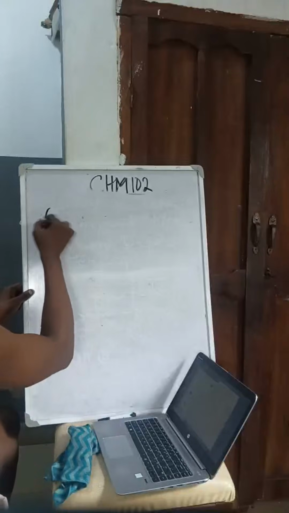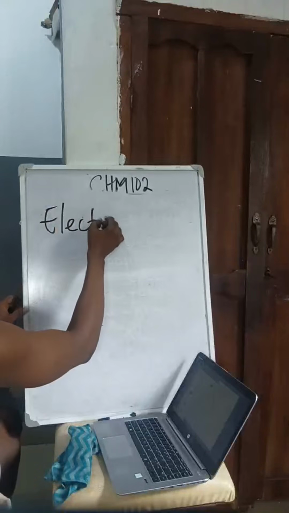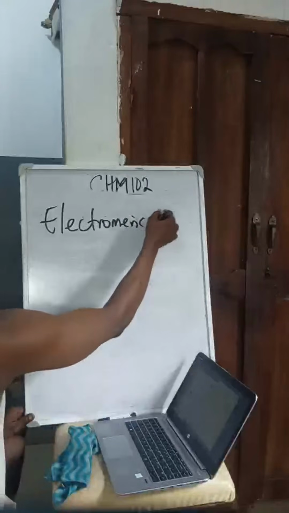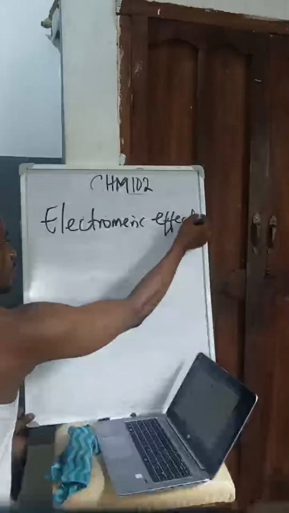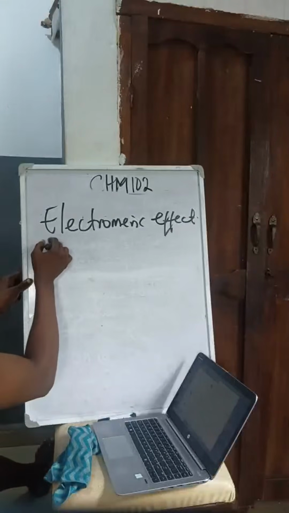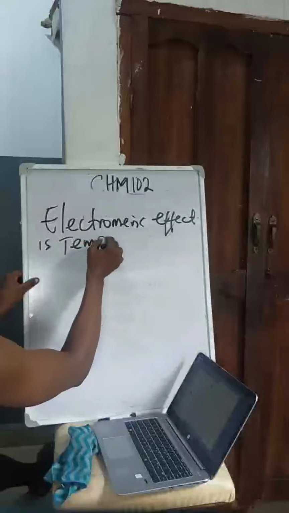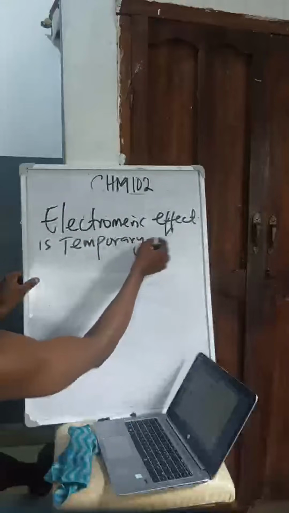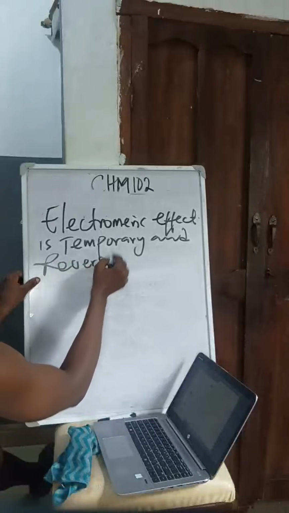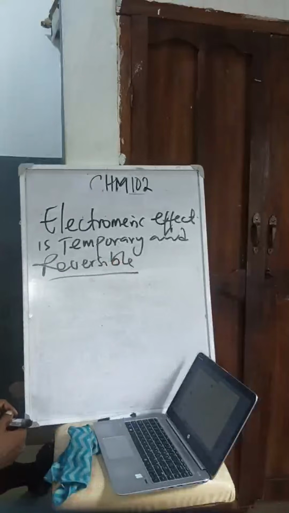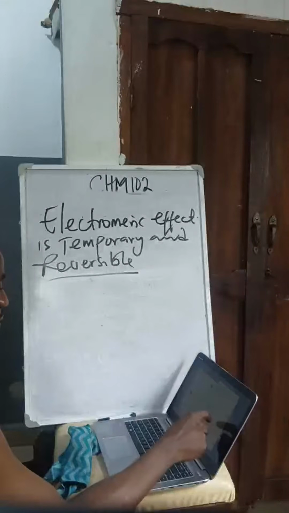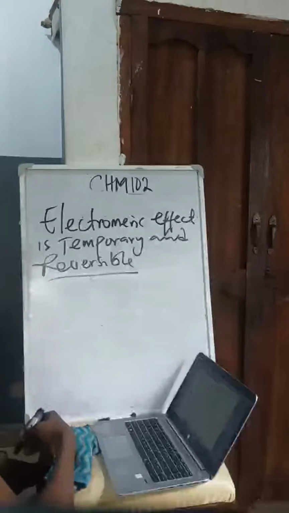So we have what we call electromeric effect. Electromeric effect is temporary and reversible.